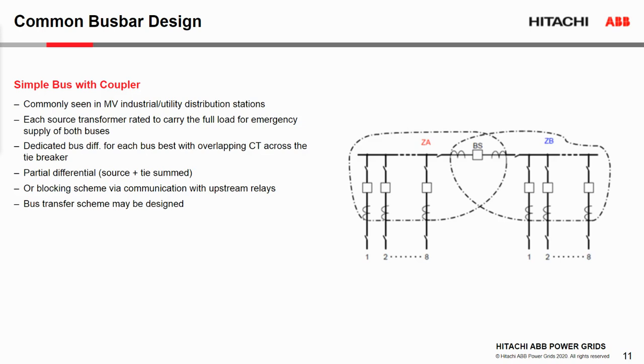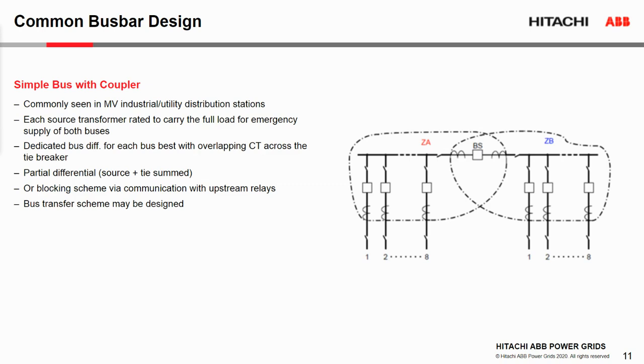Simple bus with coupler is commonly seen in medium voltage industrial or sometimes utility distribution stations. For each bus, the tie breaker can be operated normally open or normally closed, if each of the bus segments is fed by an incoming transformer. The incoming transformers are typically rated to feed the entire bus section and all the loads of both bus sections. Protection of the busbar can be done either with dedicated differential protection for each bus section, or through what we call reverse blocking, or with partial differential.